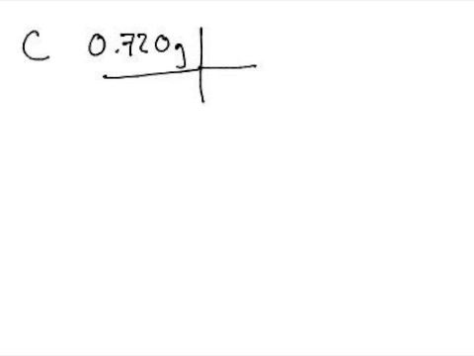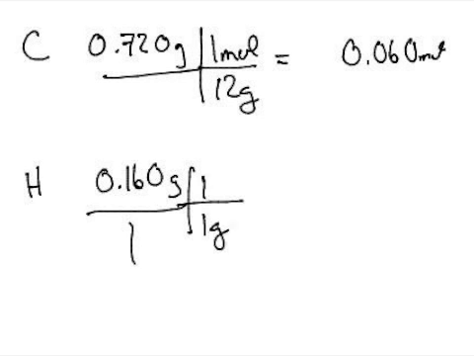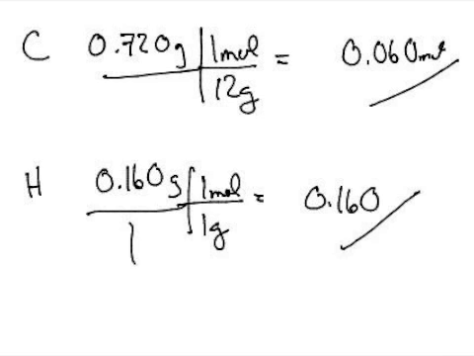So if I now do that, and I do my carbon first, I have 0.720 grams, and I will then say there's 12 grams in 1 mole, and that comes out to 0.060 moles. And the hydrogen was 0.160 grams, and of course the molar mass of hydrogen is 1 gram in 1 mole. That's pretty easy, and that's 0.160. Divide by small. The small number is the 0.060.